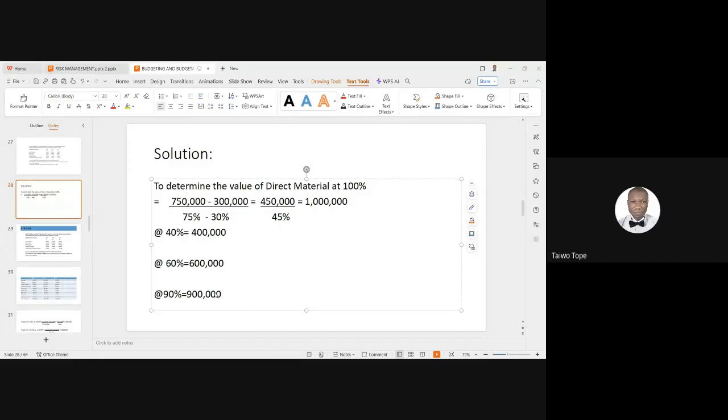So if you've gotten these aspects of direct material, what will be our direct labor at 100% activity level? What will be our direct labor at 100% activity level? 1,500,000 minus 600,000.